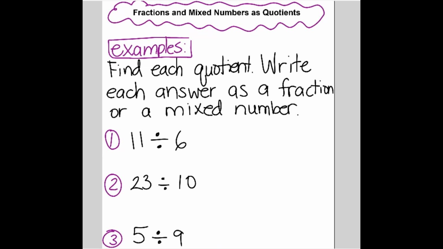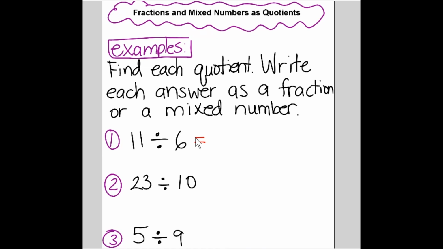The first one says, find each quotient, which means the answer to a division problem. Write each answer as a fraction or a mixed number. So we're going to solve everything, and then we have to write the answer as a fraction or a mixed number. So let's get started with the first one. The first one says 11 divided by 6.